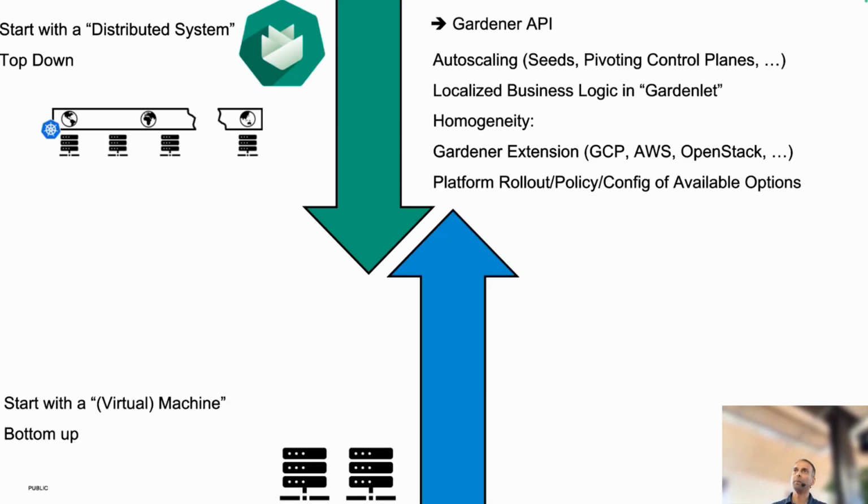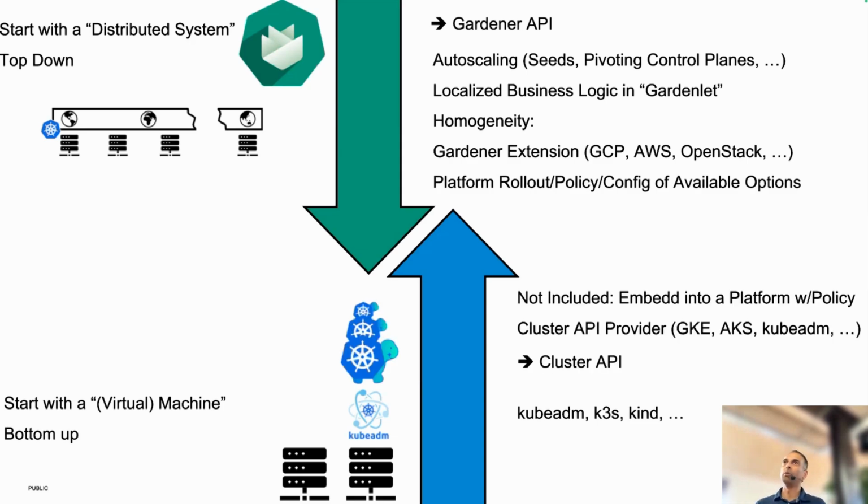If you start from a bottom-up, everything is a machine. Your thinking is different. You say, I need to bootstrap first of all, and that's where K3s, kubeadm, kind, and so on come to play. And Cluster API is totally formed out of that mindset. There are Cluster API providers for GKE, AKS, and so on, but kubeadm as well. But they differ. You don't get that kind of homogeneity because obviously GKE is different than kubeadm, as an example. And the platform thinking is something you have to bolt on afterwards.